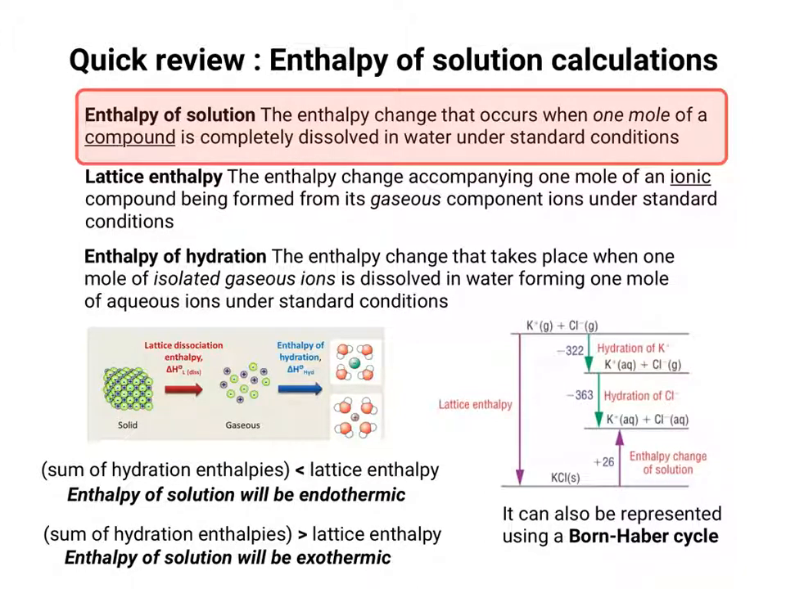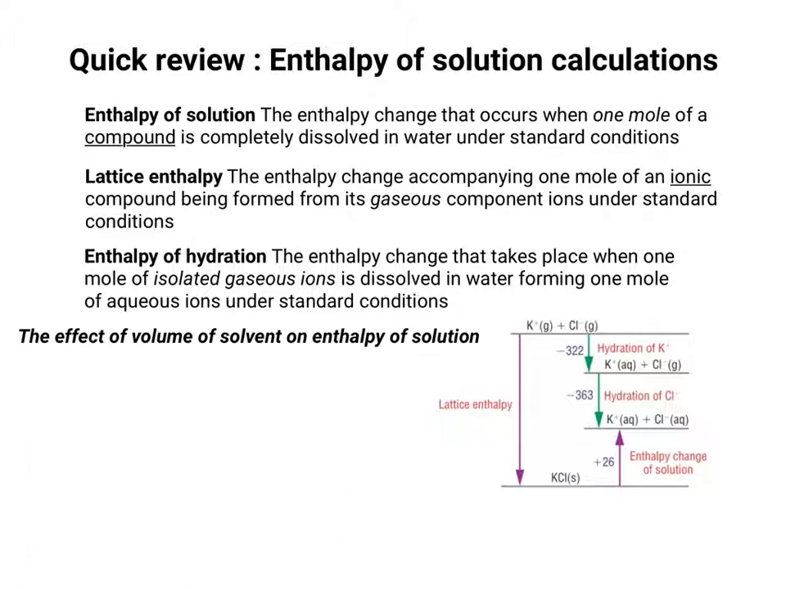So if we were to take the sum of the hydration enthalpy and compare it to lattice enthalpy, if the lattice enthalpy is greater than the sum of the hydration enthalpies, the enthalpy of solution will be endothermic, as it shows in the Born-Haber cycle on the screen. If it's the other way round and the sum of the hydration enthalpies is itself greater than lattice enthalpy, then the enthalpy of solution will be exothermic.